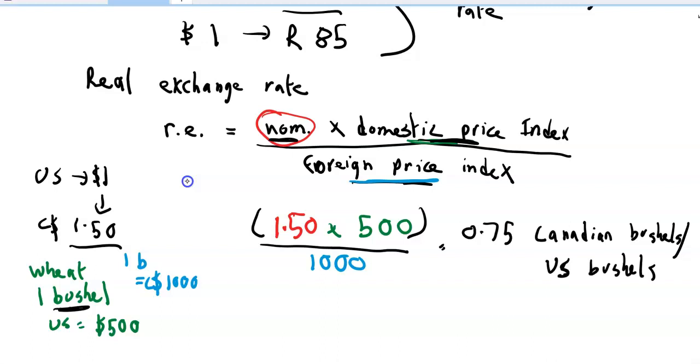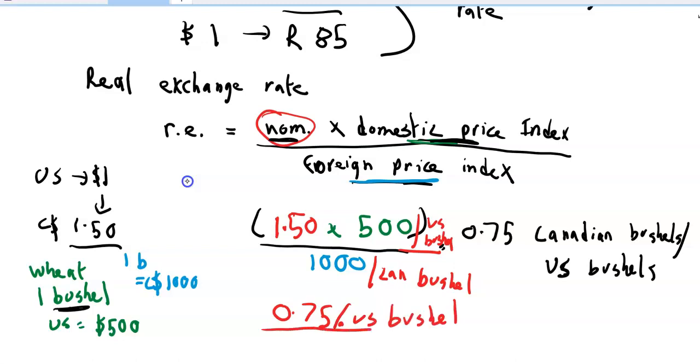Why did this switch? Because this was supposed to be Canadian. Why did it go up? Well, if I look at the way the formula is set up, 1 bushel equals 1,000 Canadian dollars, or basically this would be 1,000 Canadian dollars per Canadian bushel. And this one is going to be 500 per US bushel. So when I solve it, it should be 0.75 per US bushel divided by 1 per Canadian bushel. Because this is 1 divided by, and this was already per US bushel, that's why they switch.